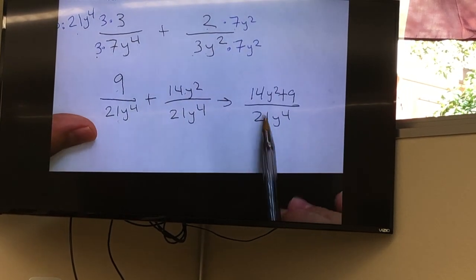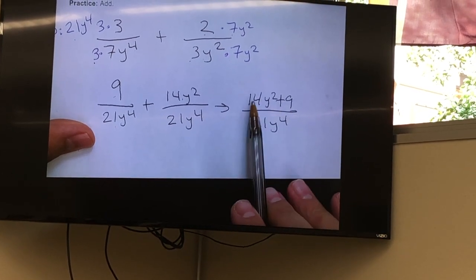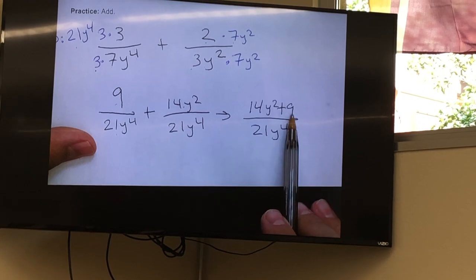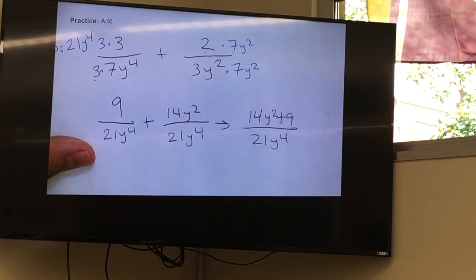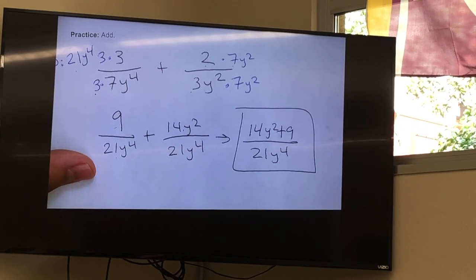Okay? Now, we're looking to cancel, but remember this is a pair. There's no number that can come out of 14 and 9, so that is going to be our final answer. Miss May, anything to add?